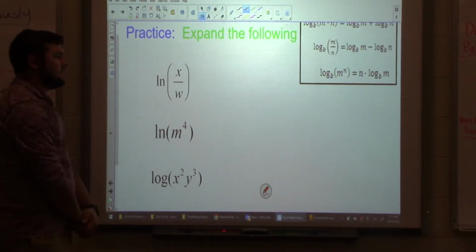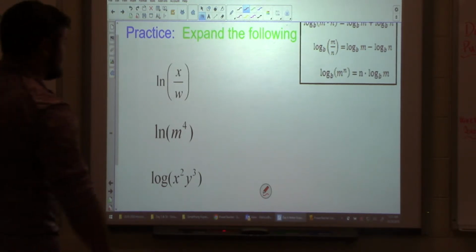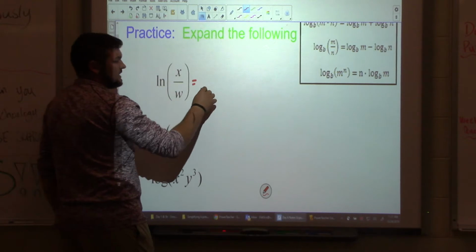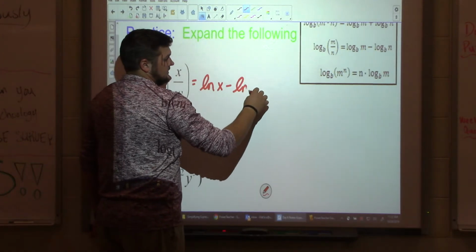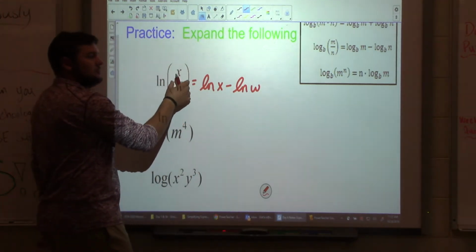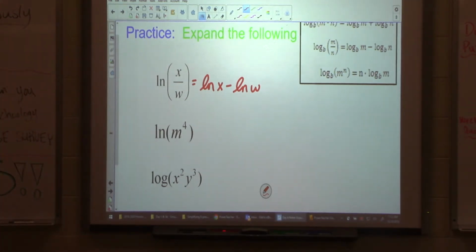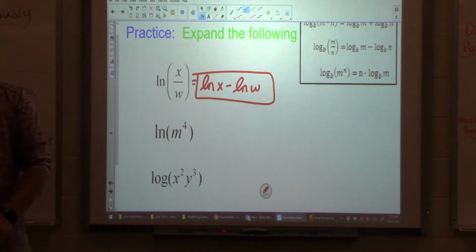The first one, expand the natural log of x over w. Any addition or subtraction, multiplication or division? Division. And that turns into subtraction. So when I expand this division to turn into subtraction, I get the natural log of x minus the natural log of w. The numerator minus the denominator. Do I have any powers that I need to move out front? No. Do I have any other multiplication or division? No. So I'm all done. That's it. That's expanded. Okay.